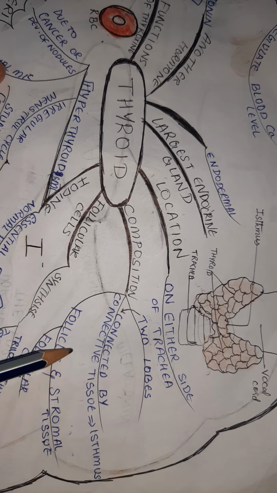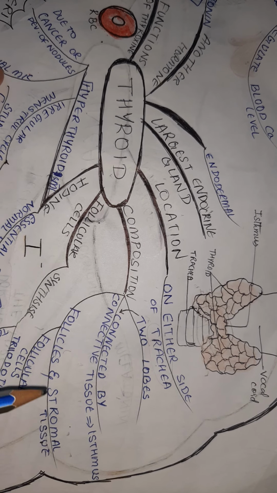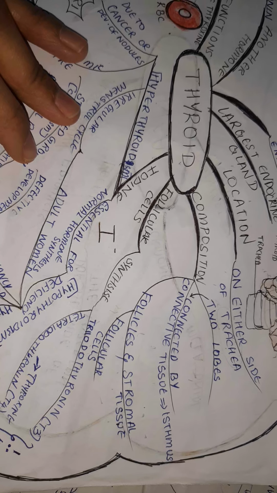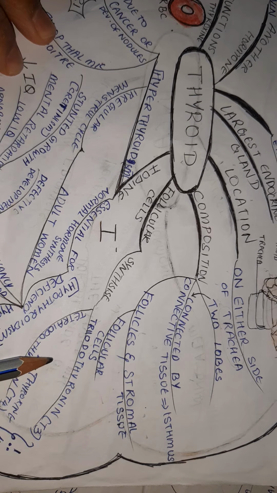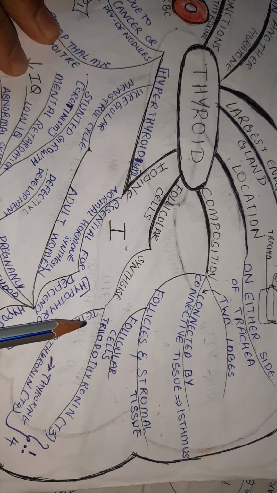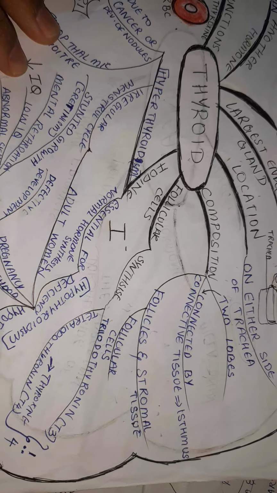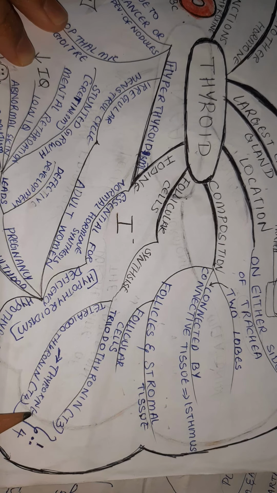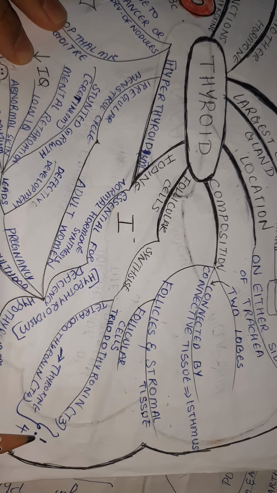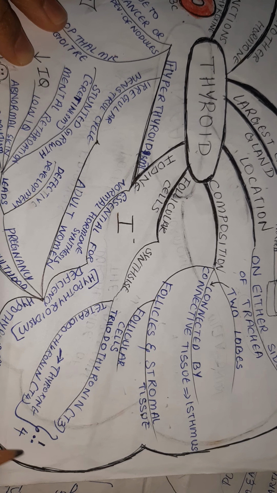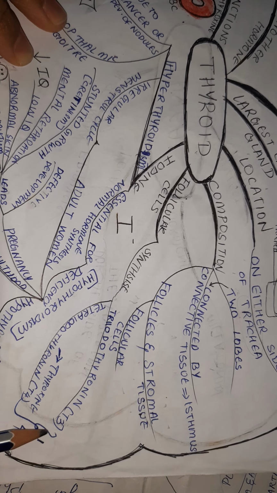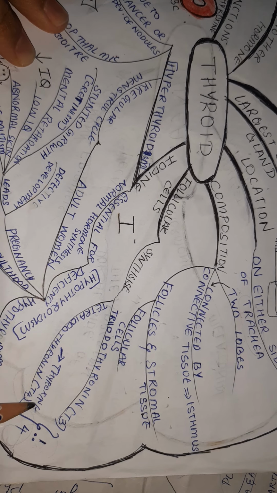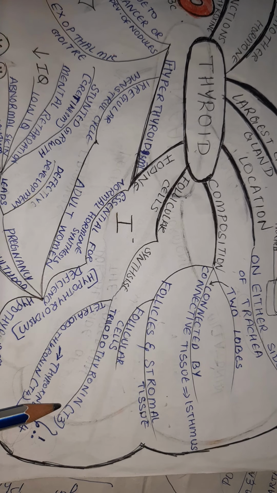These two lobes have follicles and stromal tissue. Follicles in turn have follicular cells. These follicular cells synthesize two hormones, T3 and T4. T3 is triiodothyronine and T4 is tetraiodothyronine. The special feature is that T3 and T4 are released in the ratio of 1:4. If one part of T3 is secreted, then 4 parts of T4 are secreted, which means T4 is always 4 times greater than T3.